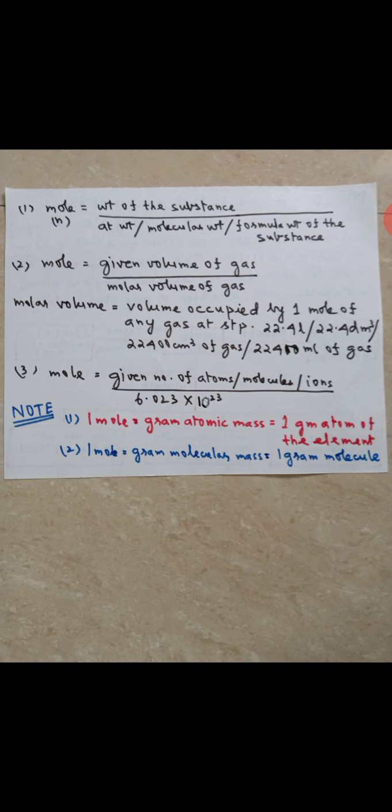Let us say you got 5.6 liters of ammonia. How many moles? 5.6 by 22.4 at STP. STP has to be given. Understood? So given volume by molar volume. Molar volume is 22.4 liter, if the question is in liter.